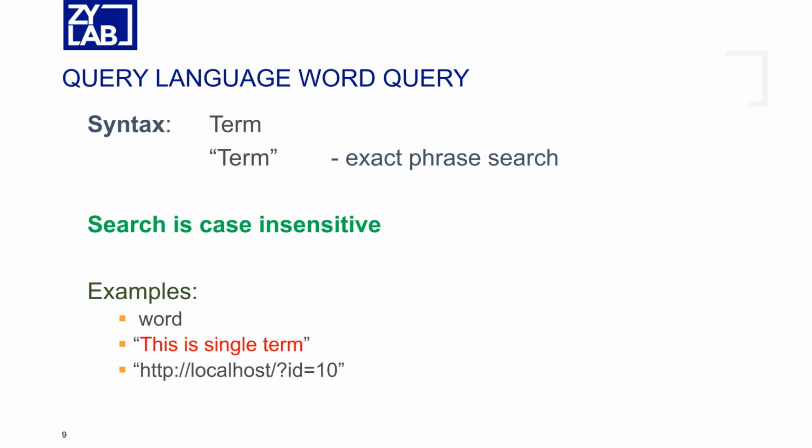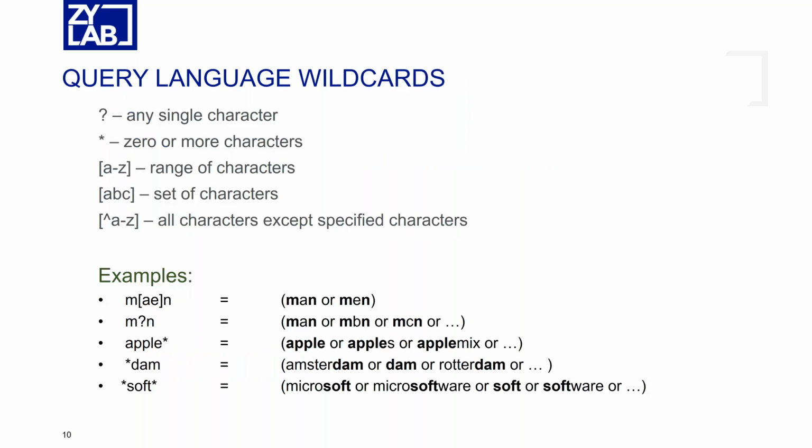We can search on single terms. If you quote a sentence, we will also see that as a single term. So in the examples at the bottom in red, this is a single term. That's a kind of a sentence, but because it's quoted, we see that as one term.